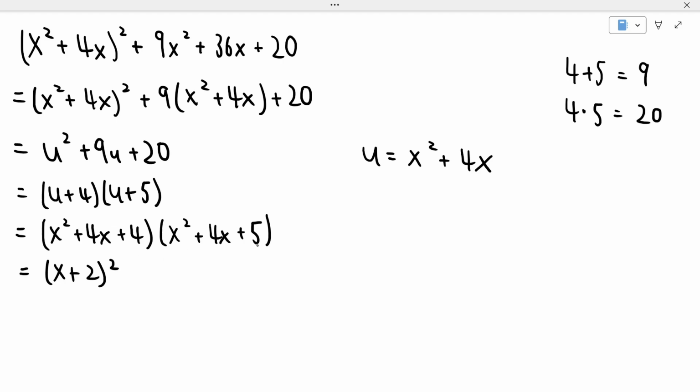factored any further, because if we look at the constant term 5, there are no two numbers that multiply to 5 and add to the 4, which is the coefficient of the middle term. So this part stays the same. So x squared plus 4x plus 5. So this means the factored expression is just (x plus 2) squared times (x squared plus 4x plus 5).